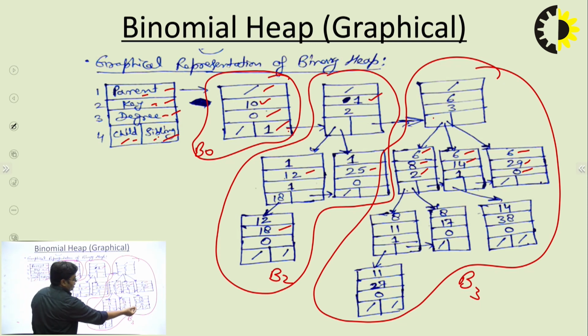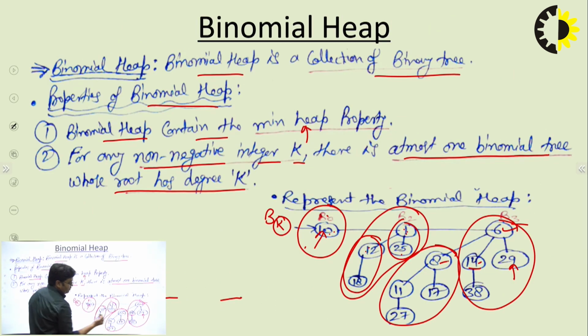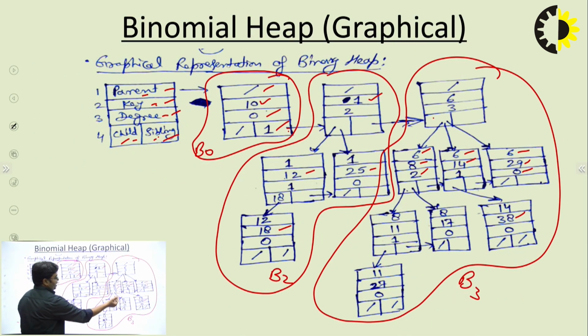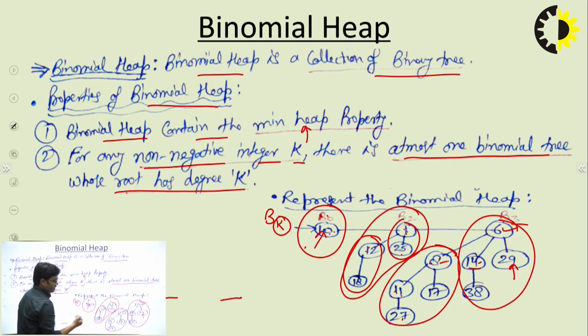14 has a child node, which is 38. 8 has 2 nodes as children, 11 and 17. 11 again has 1 child, which is 27.